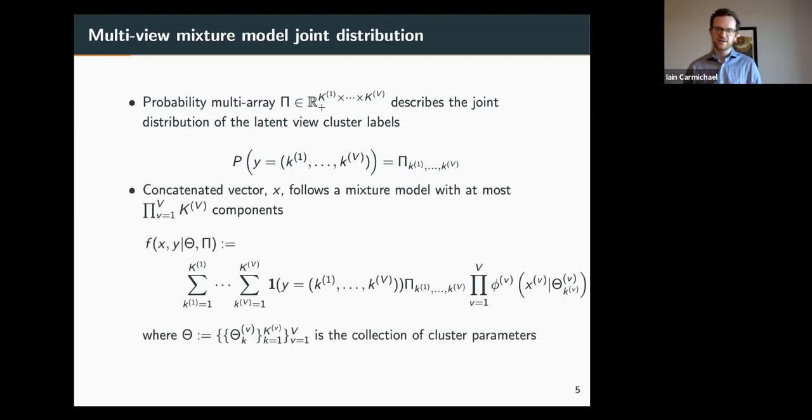I'll show a picture of this in a sec that I think will make this a little more intuitive, but just to be concrete, the concatenated data vector follows a mixture model that has at most the product of k number of components. And its PDF, of course, looks like that, which is a mild generalization of a standard single view mixture model.